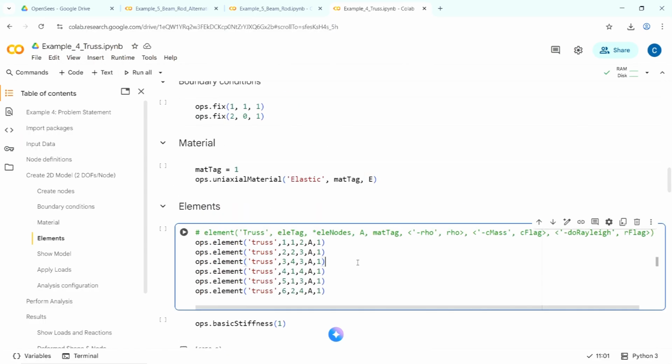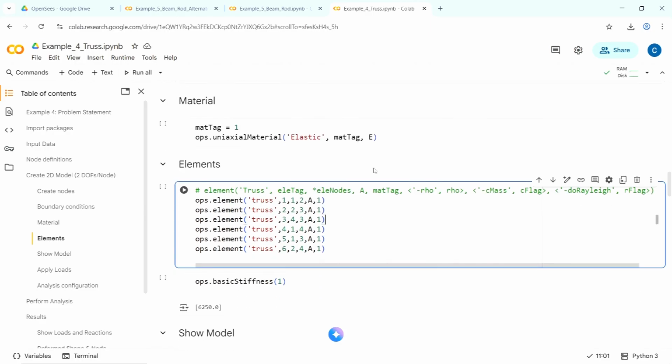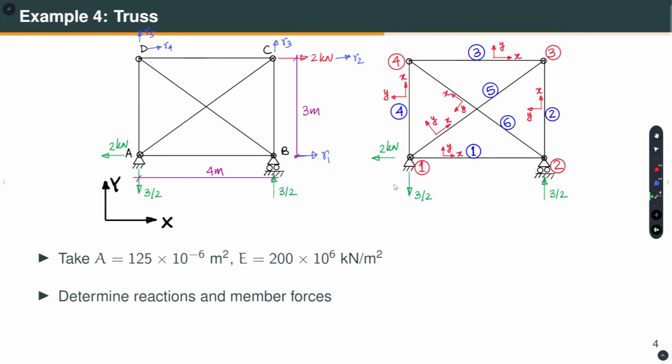Now, coming to the definition of the truss element, how do we create? The command is element truss, then element tag, element nodes, then A, then material tag, and then there are some optional arguments which we will discuss in future when we need them. Right now, we do not need them. So, element truss, this is element 1, first element going from node 1 to node 2, and cross sectional area is A, and the material is 1, that has modulus of elasticity E. Let us see, this is what I wanted or not. Yeah, element 1 going from node 1 to node 2, this is what I wanted, right.